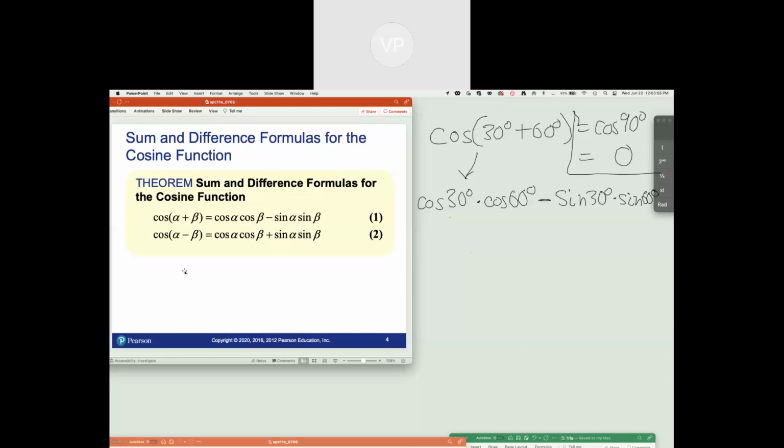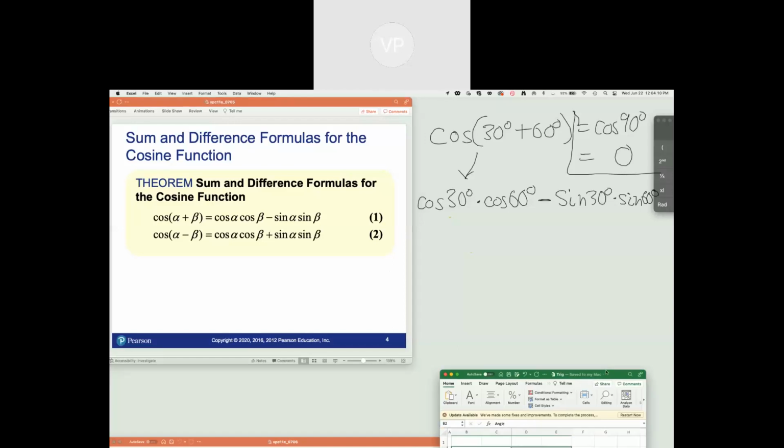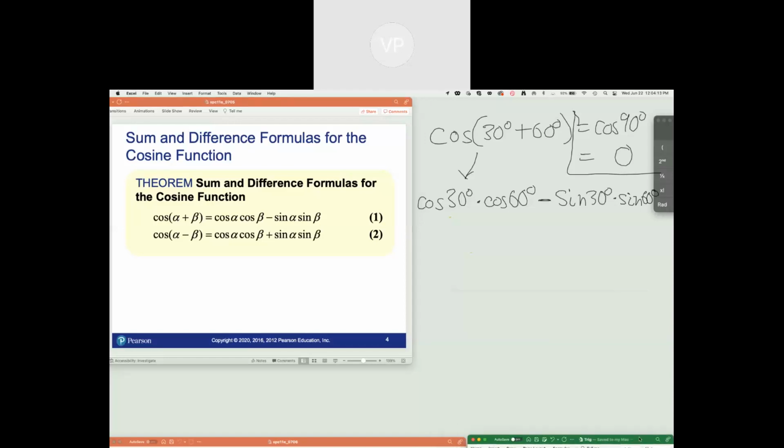All right, any questions on these so far? Okay, so now we just have to figure out the four trig functions. You guys know my little cheat sheet over here. The cosine of 30 degrees is the square root of 3 over 2. Cosine of 60 degrees is a half. Sine of 30 degrees is a half. Sine of 60 degrees is the square root of 3 over 2. That gives me the square root of 3 over 4 minus the square root of 3 over 4, and we get our 0.